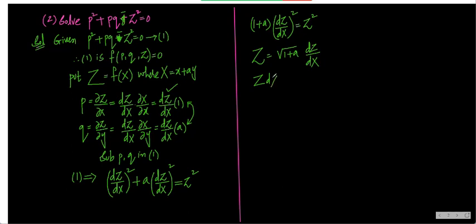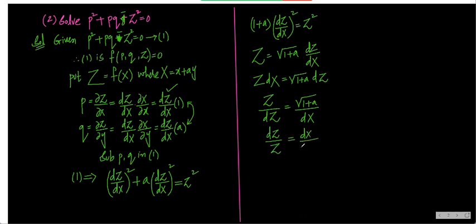After simplification, z dX is equal to 1 plus a into d. Now I want to solve it by the variable separable method. So how will it be? Z as it is, this multiple term comes to the denominator, this root of 1 plus a as it is, this again multiple term comes to the denominator. Now taking reciprocal on both sides, dz by d capital X is equal to dx by root of 1 plus a.